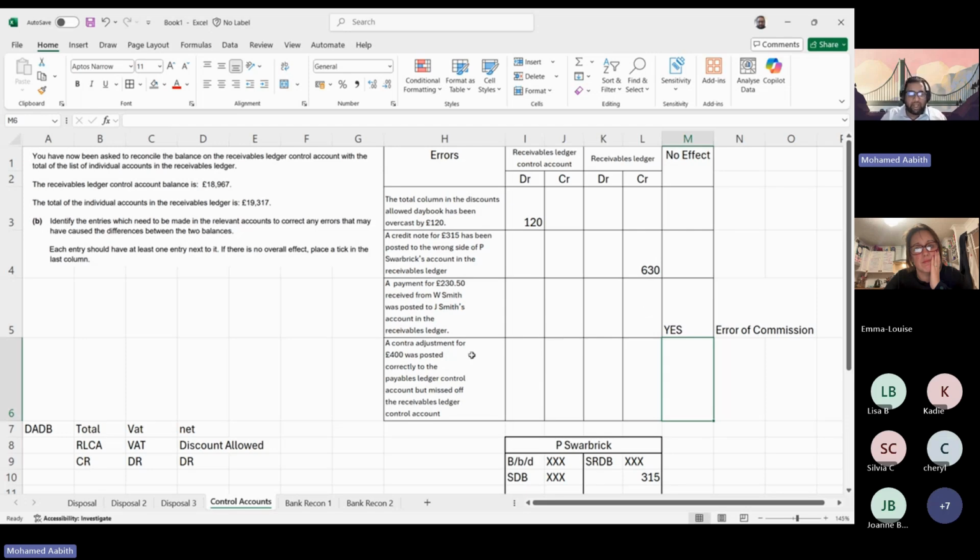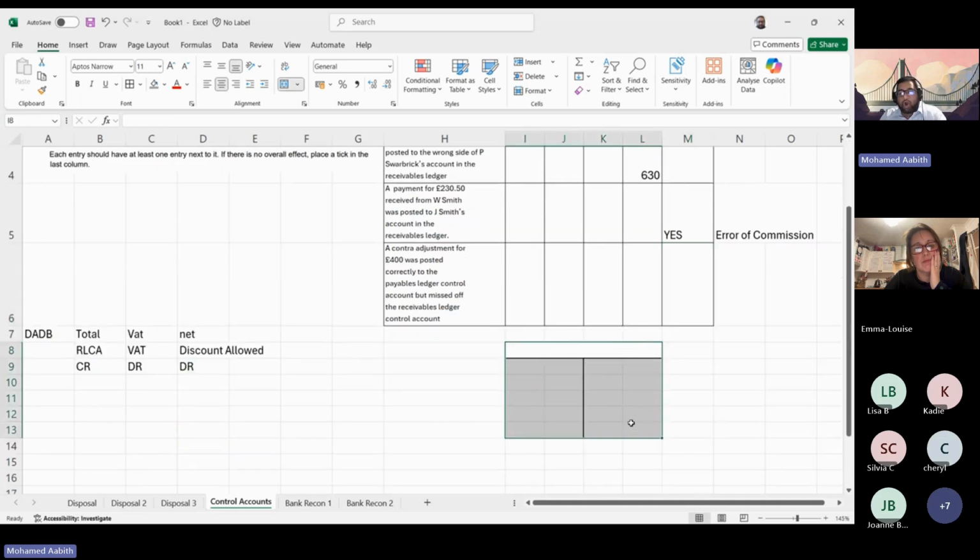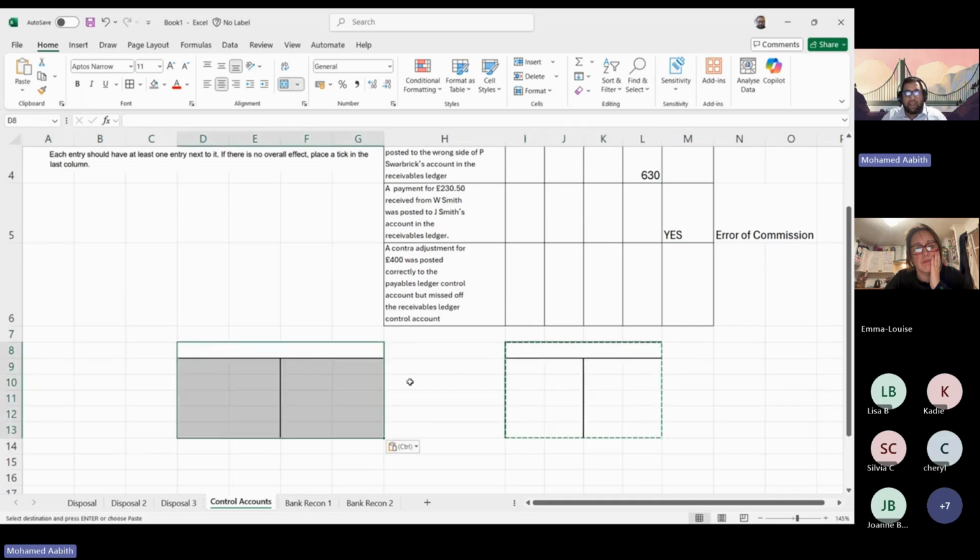Now, the last one is a contra adjustment for £400 that was posted correctly into the payable ledger control account but missed off in the receivable ledger control account. What is a contra? Many people ask me, I never heard the word before. That's another name for an offsetting entry. An offsetting entry arises if your customer is also your supplier, so they are in both of the balances.